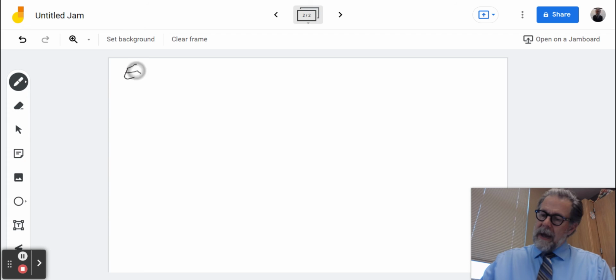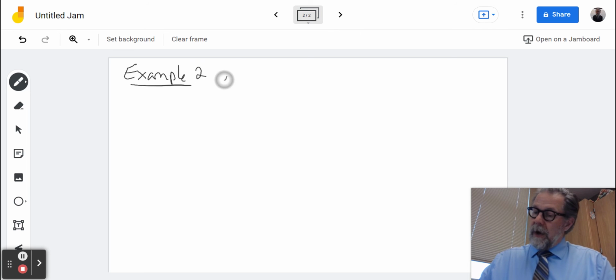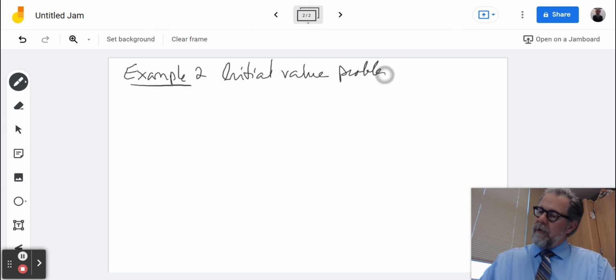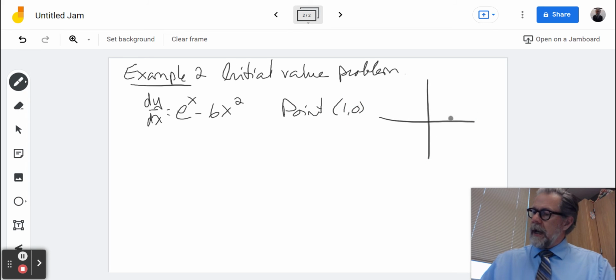All right, welcome back. Example 2. We are going to be given that initial value. I told you that if you had a point on the graph, you could figure out which of those infinite graphs went through that point. So the initial value problem is: here is a point on the graph. The derivative with respect to x of this function is e to the x minus 6x squared. And we are told it goes through the point 1, 0. So whatever it looks like, it goes through that point right there.